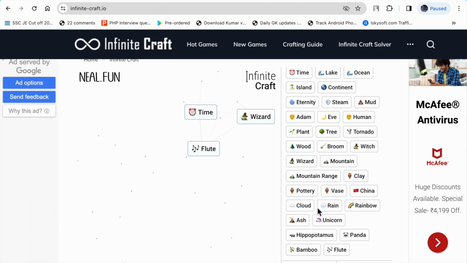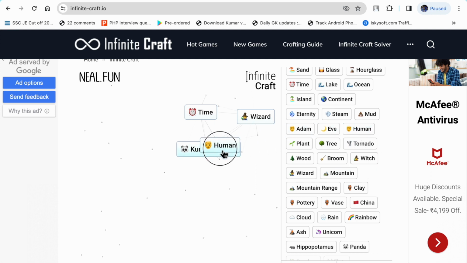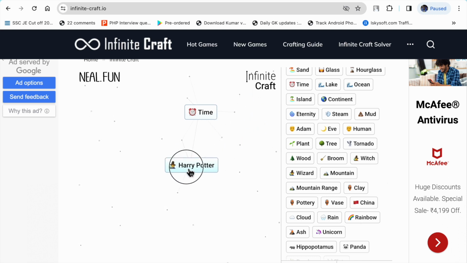Flute plus panda. This makes kung fu panda, and kung fu panda plus human. Master. Now master plus vase. Potter. Now potter plus wizard. This makes Harry Potter. So like this you can make Harry Potter in Infinite Crafts.